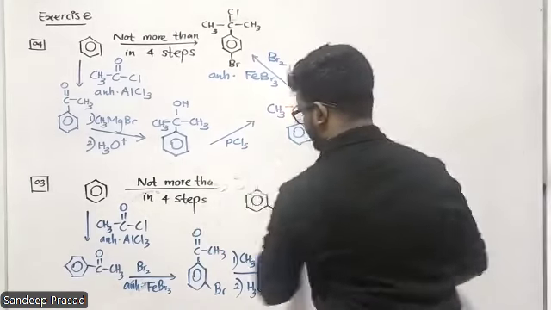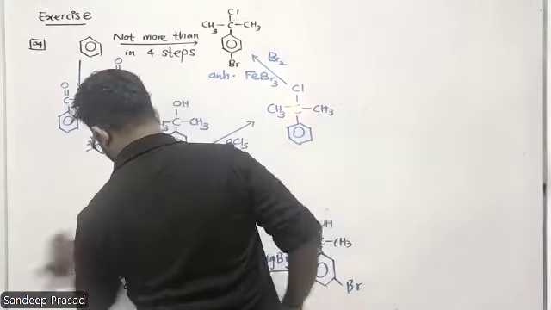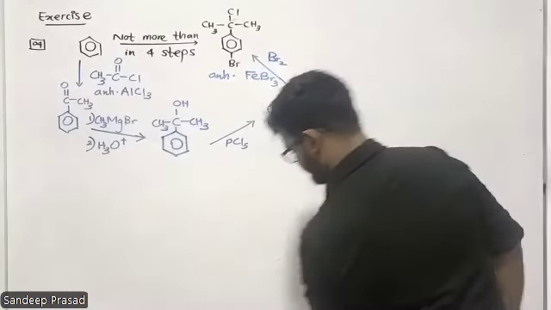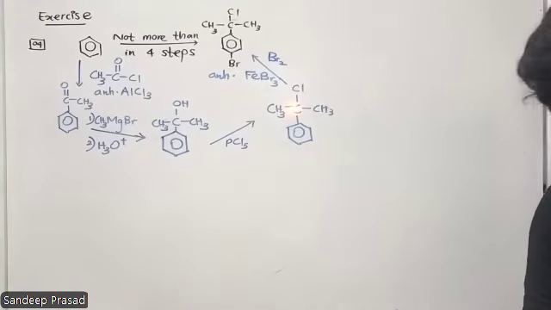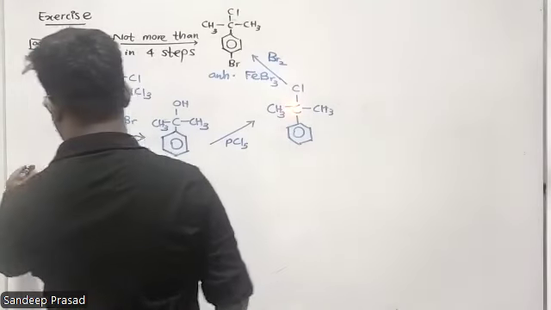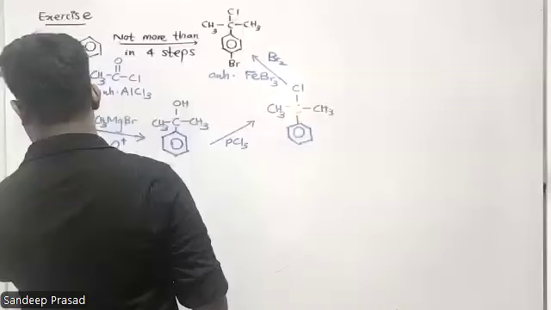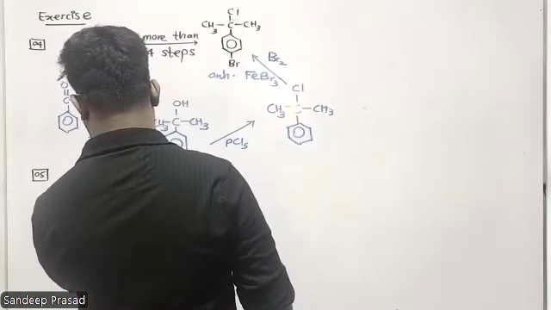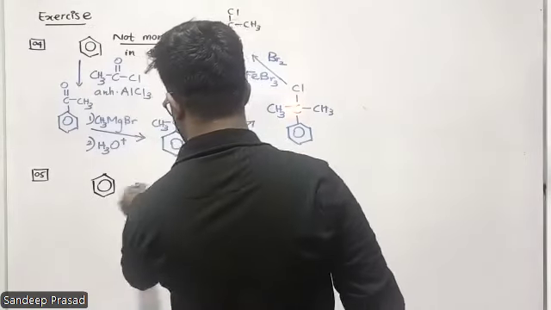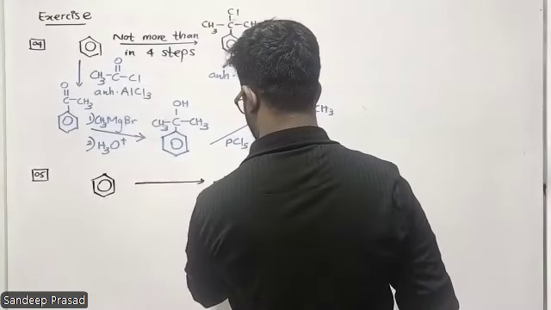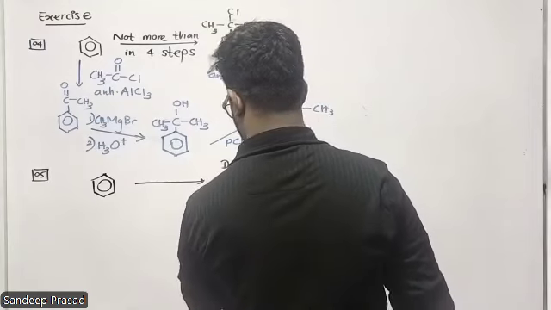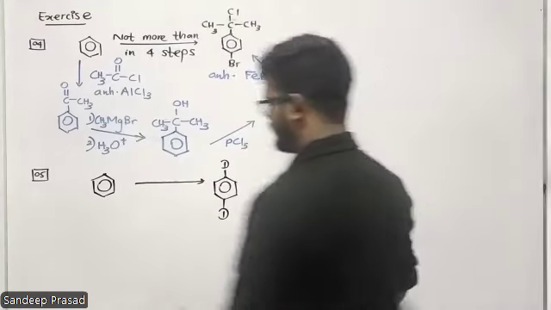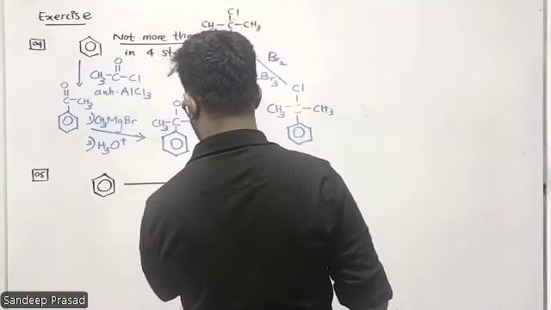Number 5. Do the fifth one in this way. Here we have the benzene ring. Two deuterium atoms are there. Not more than in 4 steps.